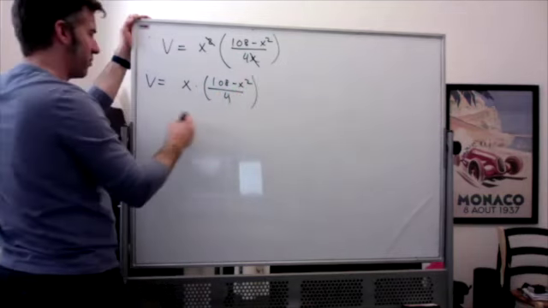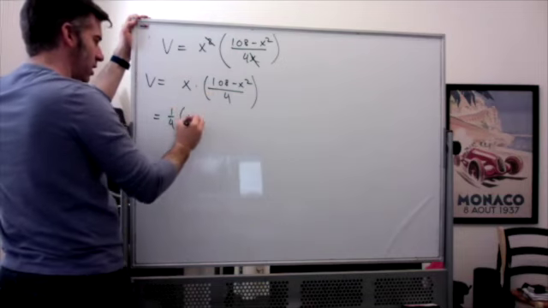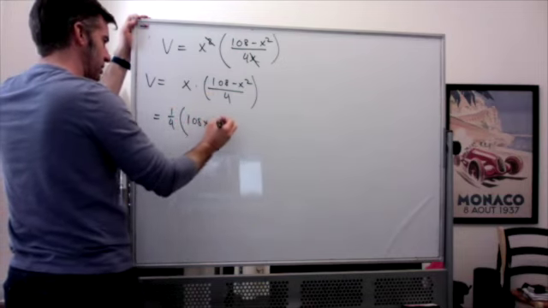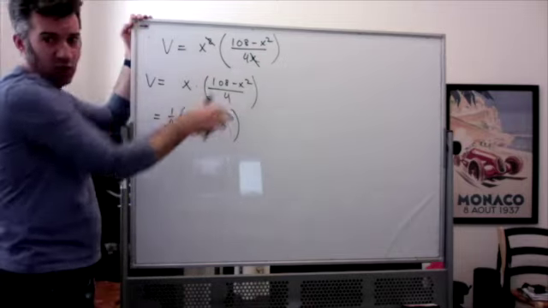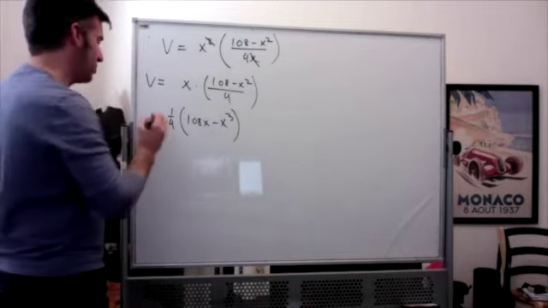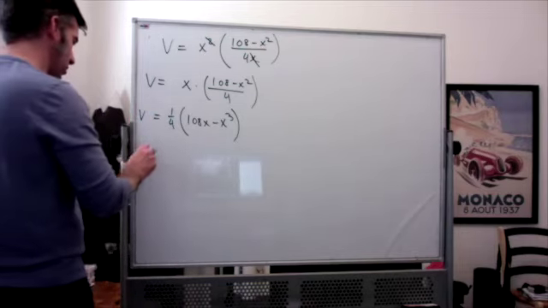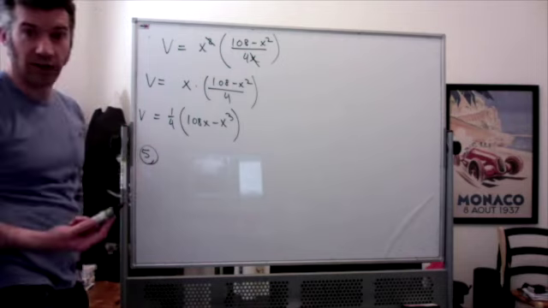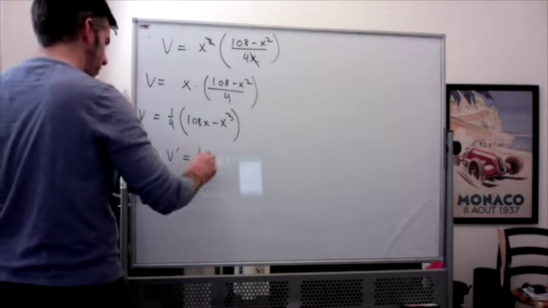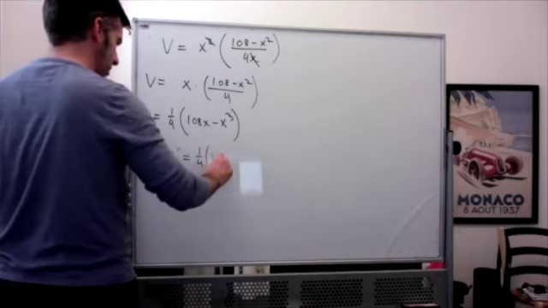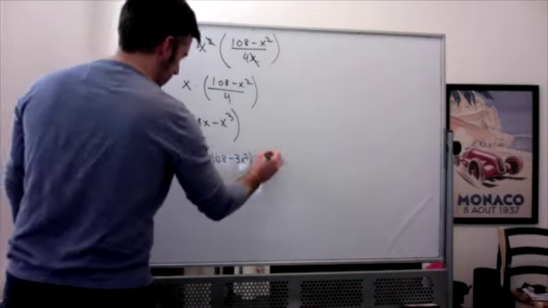And then I might rewrite this as 1/4 times (108x minus x cubed), distributing the x and pulling out the 1/4. Why would you do this? To make it easier to differentiate, because now we're going to find the critical value. So we say, okay, v prime is 1/4 times the derivative of this, which is 108 minus 3x squared, and we're going to set that equal to 0.